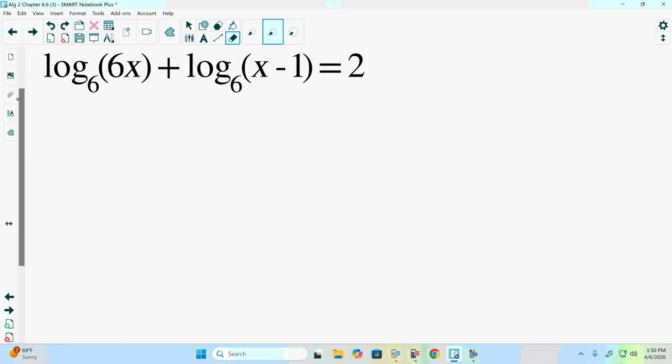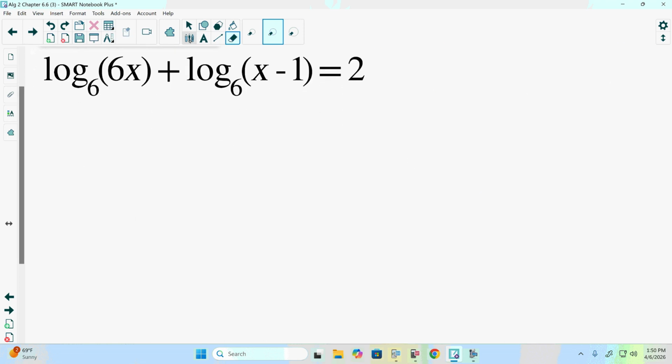Let's look at the next one. Log base 6 of 6x plus log base 6 of x minus 1 is equal to 2.